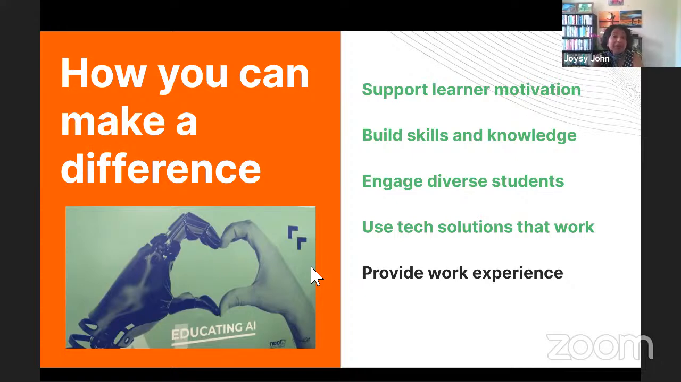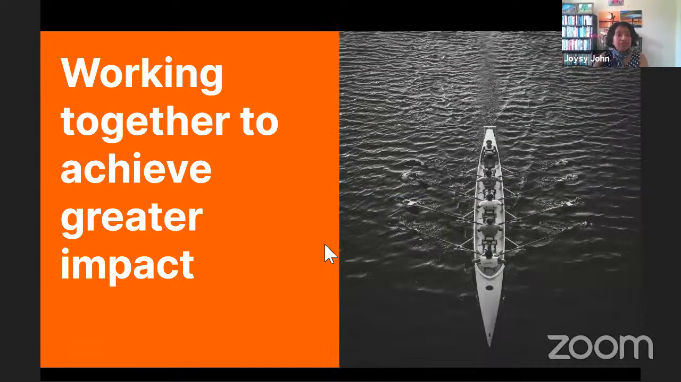And finally, it's about making sure that there are opportunities for learners to have work experience so that they can build these skills in a much more practical, real life, and engaging manner. This change cannot happen by us working individually. We need to be working together to achieve greater impact. And that's why there's a huge need to work with government, with academia, with businesses, and the civil society to ensure that we are giving everyone an opportunity to learn and thrive in the future.